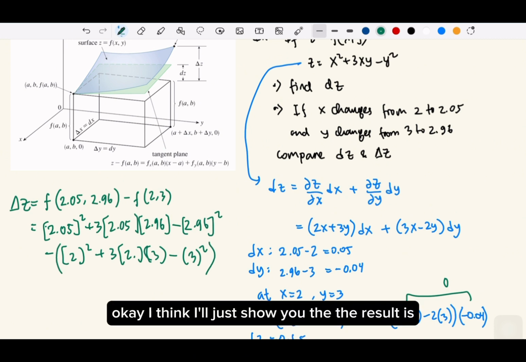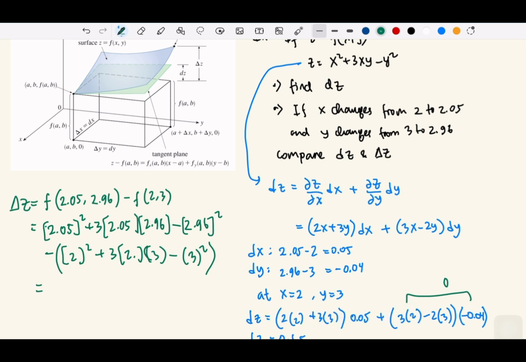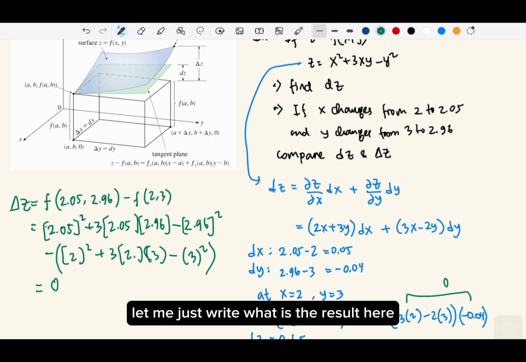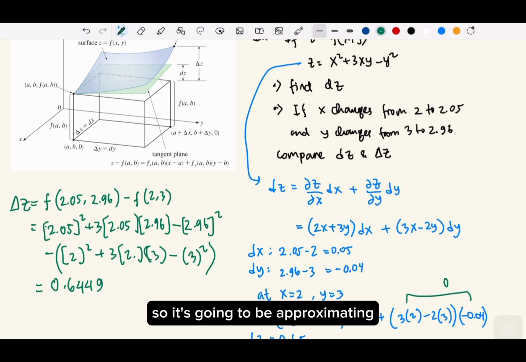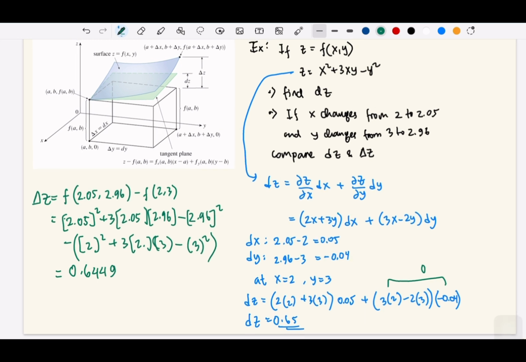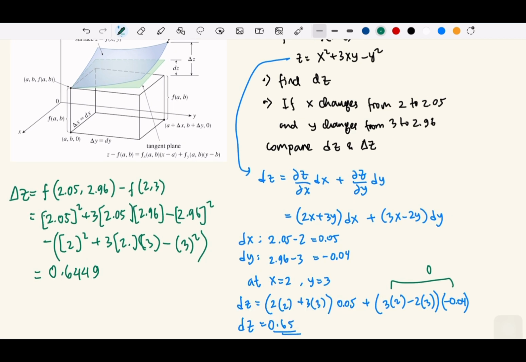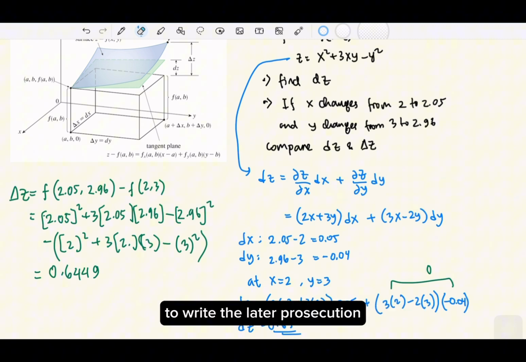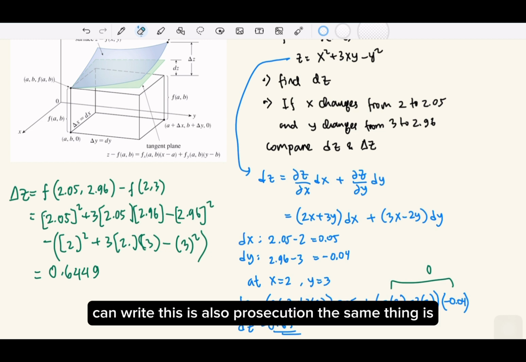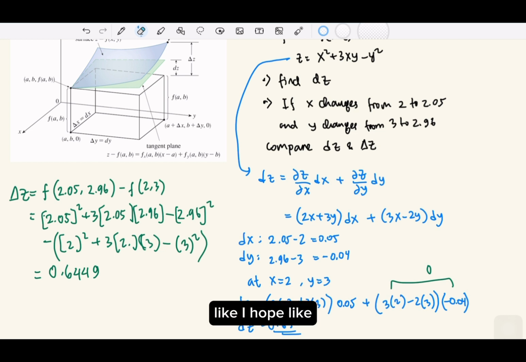Okay, I think I'll just show you the result. Let me write what the result is here. It's going to be approximating the real value. Basically, this is another way to write the linear approximation more cleanly. Directly you can write this, which is also an approximation. The same thing is the tangent plane. Okay?